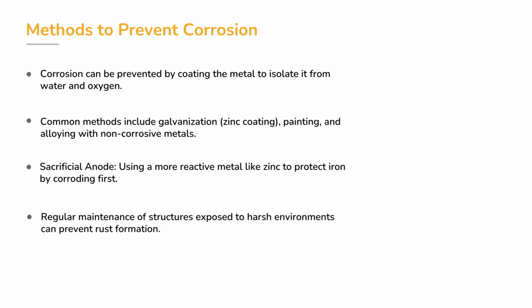We can also use paints or other coatings to create a barrier between the metal and oxygen, and in some cases, metals are alloyed with others that don't rust, like stainless steel.